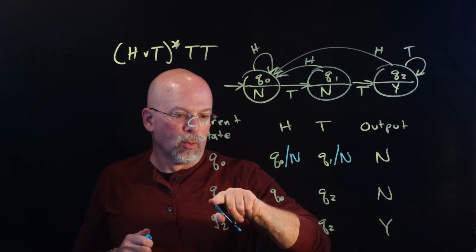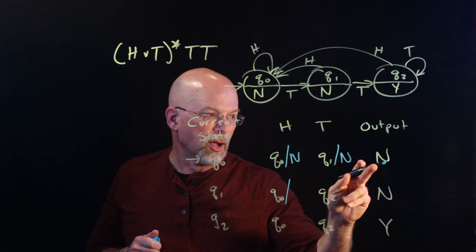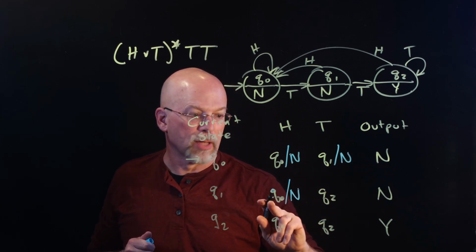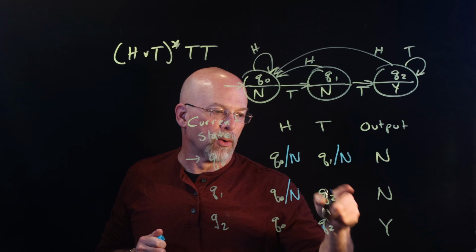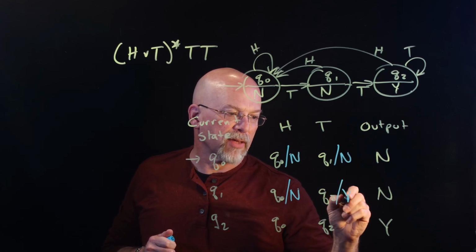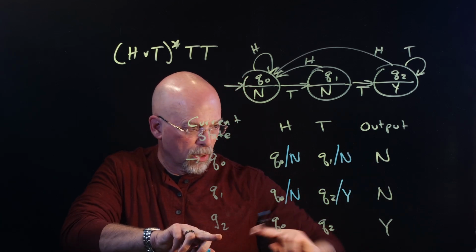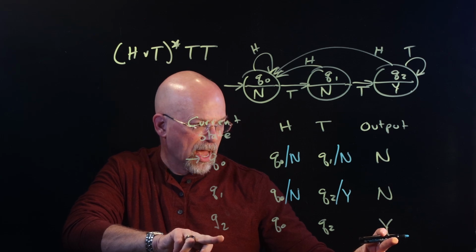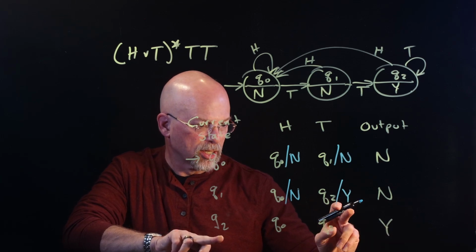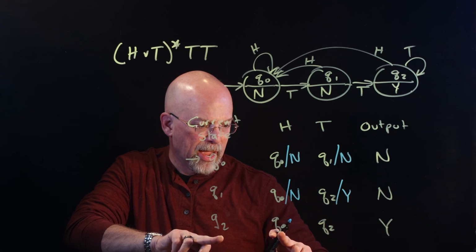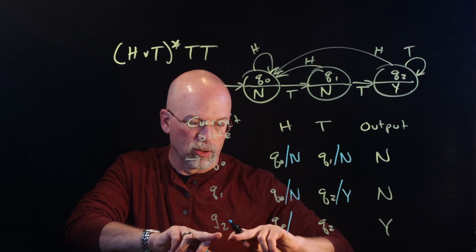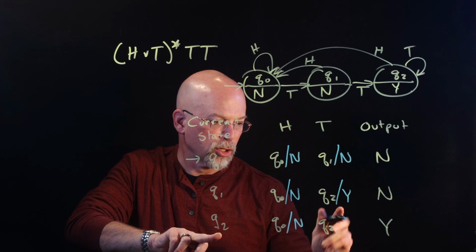So if I'm in Q1, when I go to Q0, Q0 has an output of no, so that transition is now going to have an output of no. Q2 is going to have an output of yes. Notice we have the relation, Q2, output of yes, so that transition now gets an output of yes. Now, Q0 from Q2 is no, Q2 is yes.